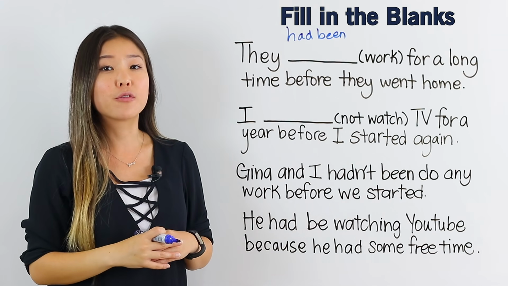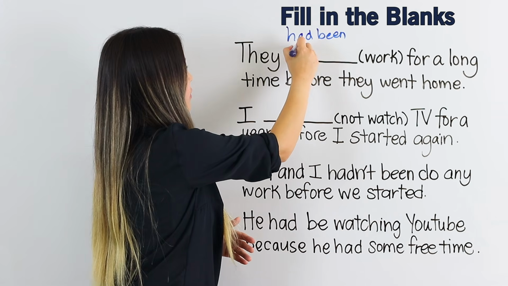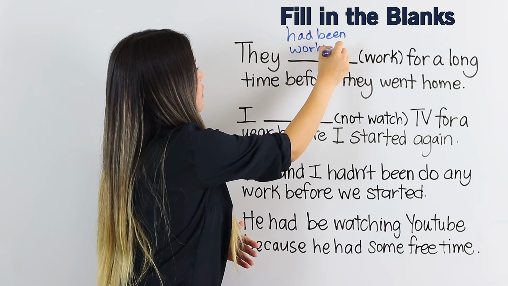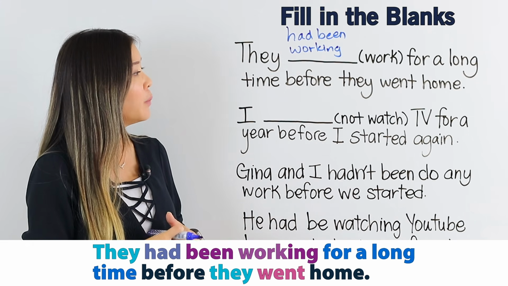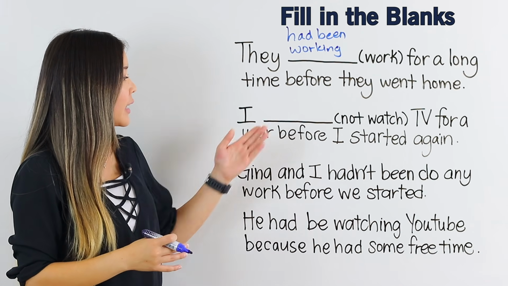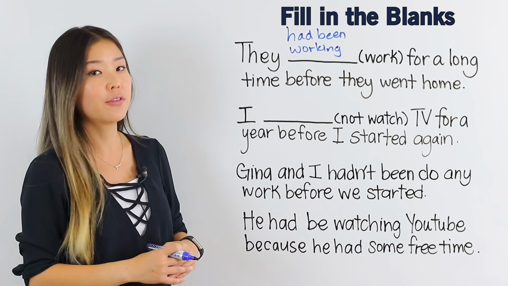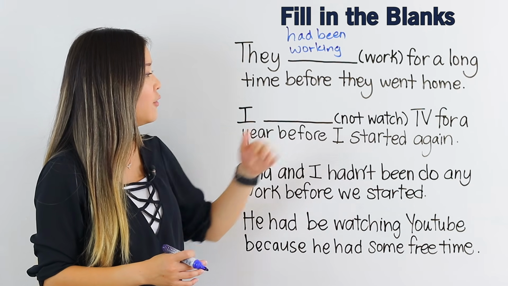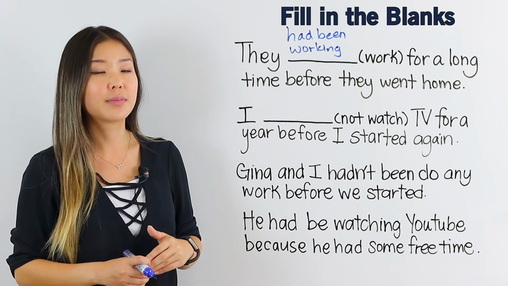What happens to the verb? Remember, we add ing. So the sentence is, they had been working for a long time before they went home. Now, take a look at the second sentence. I want you to use the negative. "I blank TV for a year before I started again."